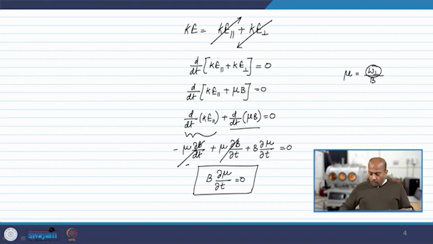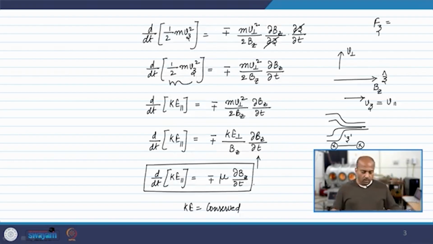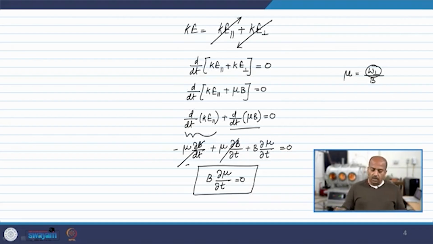If you are just wondering what did I do? The rate of change of parallel kinetic energy is equal to the magnetic moment multiplied by the rate of change of the magnetic field with a minus. That I have used here, and d by dt of mu B, using the chain rule, I have expanded this, got these two terms, and it so happens that this term gets cancelled with the first term that is appearing as a result of the chain rule.